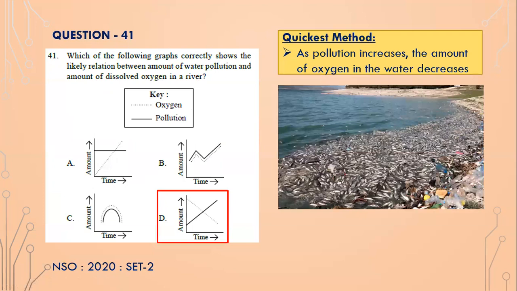Which of the following graphs correctly shows the likely relation between the amount of water pollution and the amount of dissolved oxygen? Very easy question. So pollution is this thick line, oxygen is this dotted line. If the pollution increases, then the amount of dissolved oxygen in water will decrease, isn't it? In many kinds of disasters, you may find many dead fish in lakes or ponds or even rivers, because as the pollution in those water bodies increases, the amount of dissolved oxygen in the water decreases, and that's why many fish die.